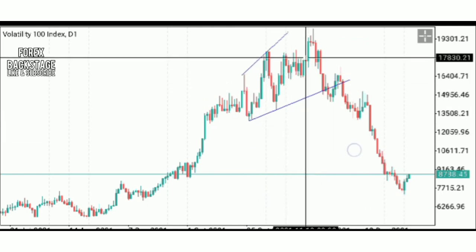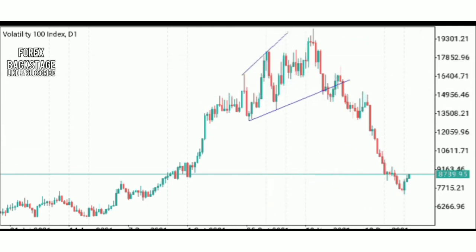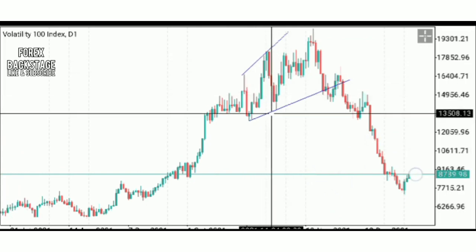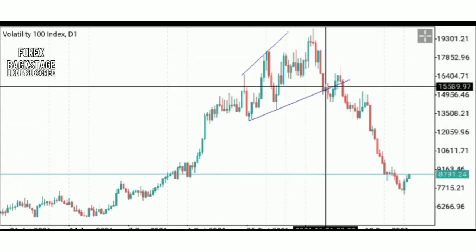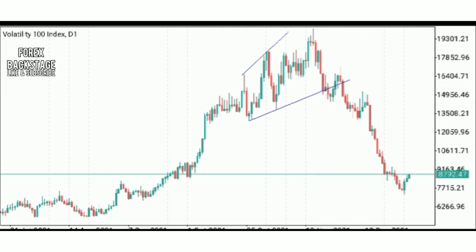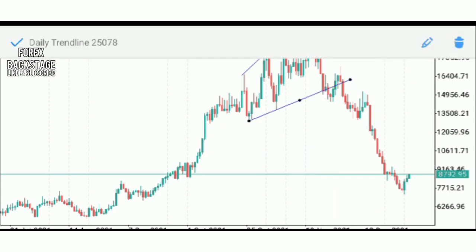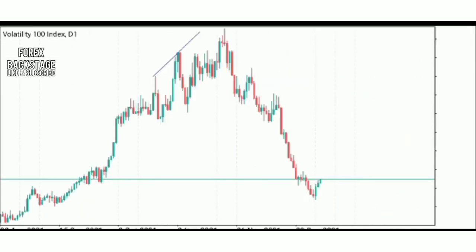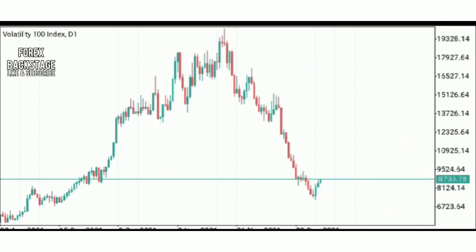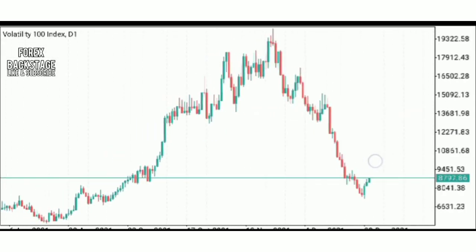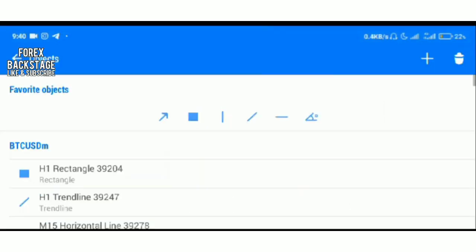But what you have to understand is that after a corrective movement I expect an impulsive movement. So which side are you going to expect the impulsive movement to go towards? That's the question you have to ask yourself. In this case we have a candlestick pattern here. I just wanted to show you this corrective movement so that you can understand. On this corrective movement we have a pattern.